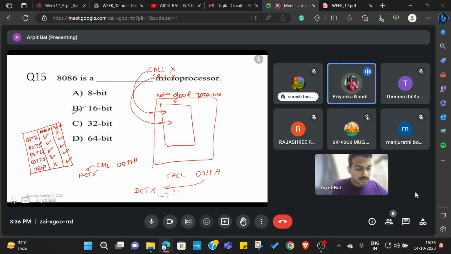Yeah, I have a doubt about how to find out the T states of any instruction. Could you please explain it again? In which case? In any instruction, how will we find out how many T states we need to execute that instruction?